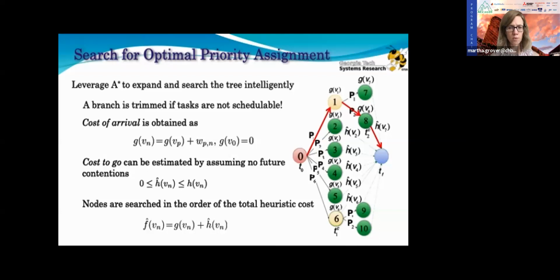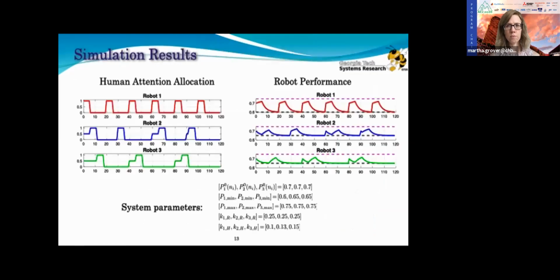Another aspect of A* is that it constructs the tree while searching it. So oftentimes it's able to find the shortest path without constructing the entire tree, and this greatly reduces the computational time. And we can actually prove that under certain technical conditions, the optimal scheduling solution found by A* search is actually optimal.